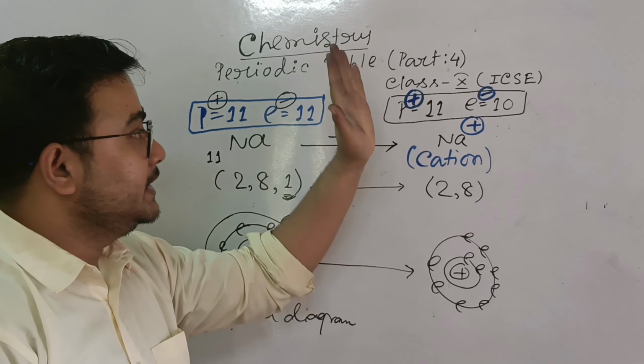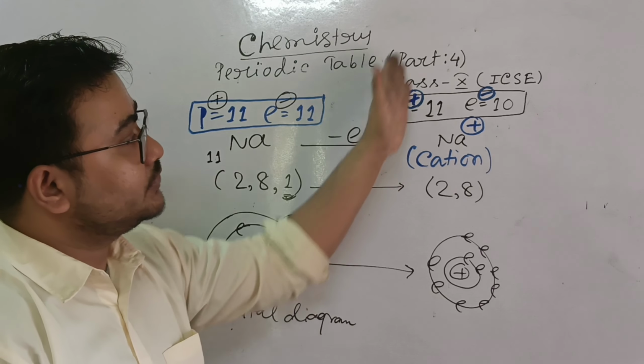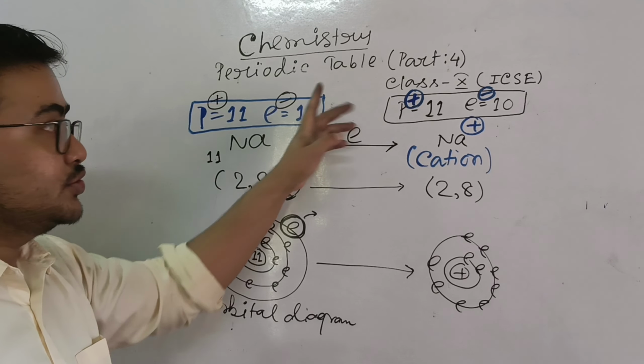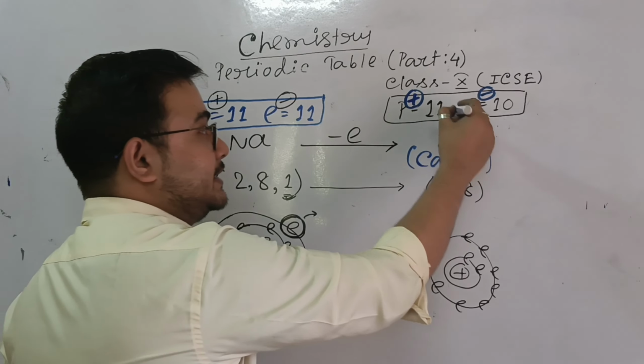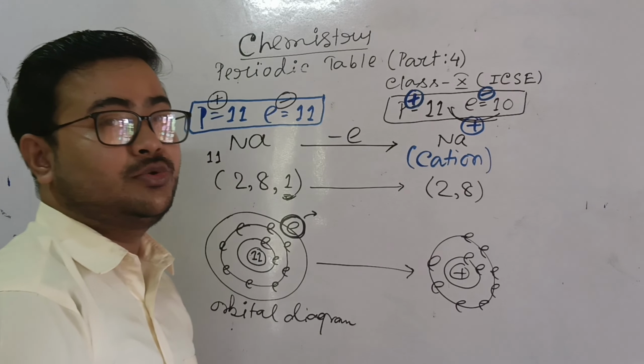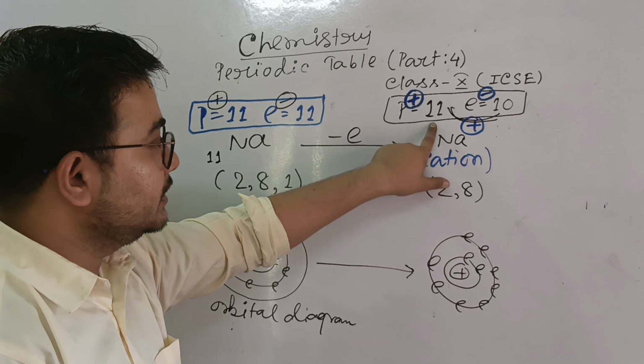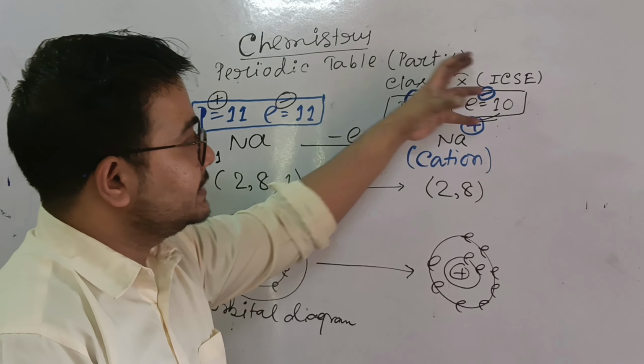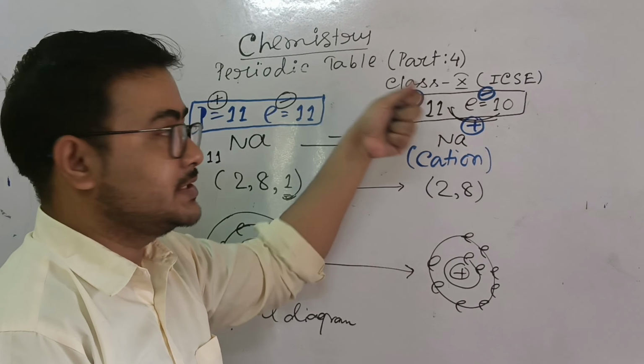Obviously here, 11 protons attract the 10. Here 11 attracts the 11. So if the 11 attracts the 10, suppose compare it with a person: 11% attracts the 10%. So 11% attracts the 10%.